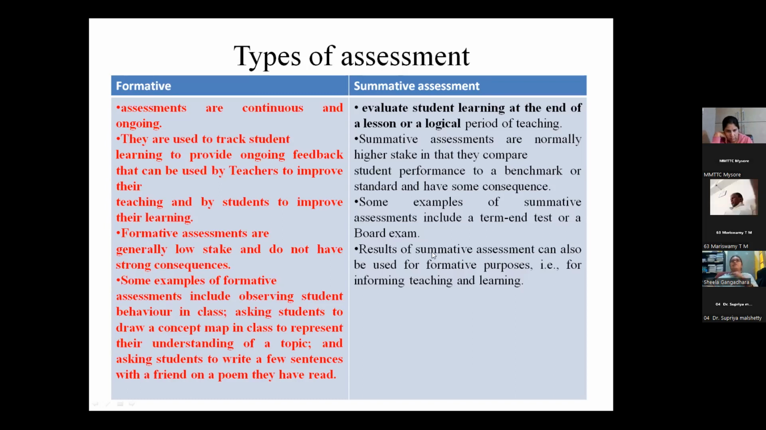The results of summative exams are used to find out where the child stands. And this summative assessment result can also be used for formative purposes, like informing teaching and learning. But formative assessment helps both students and teachers to improve their learning and teaching respectively. That is formative and summative assessment, where the NEP 2020 emphasizes formative assessment.